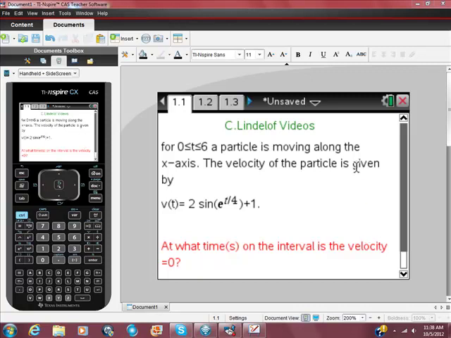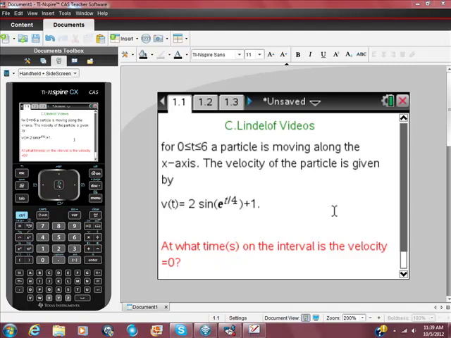Okay, AP Calculus, we're supposed to be talking about particle motion, but I want to be clear that what we're really talking about here is how to use your CAS calculator to solve a function on a specific interval. So we have, for t greater than or equal to 0 and less than or equal to 6, a particle is moving along the x-axis.